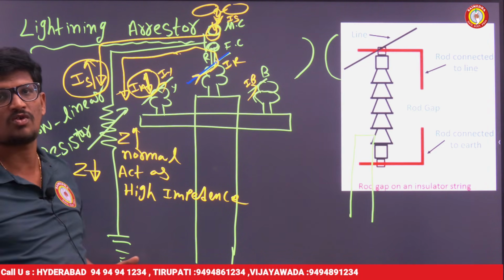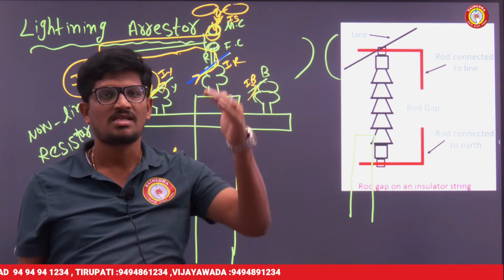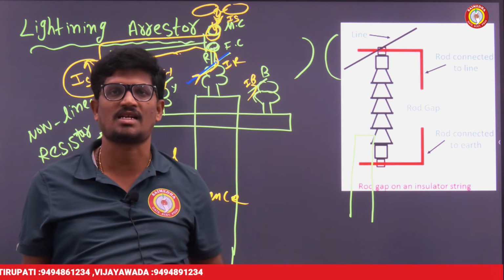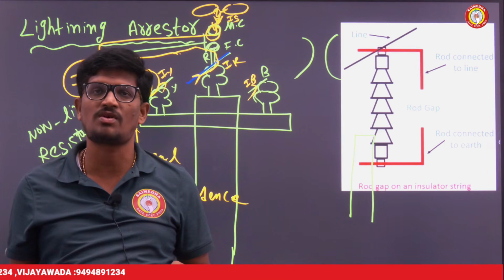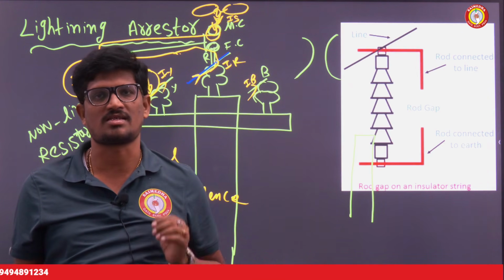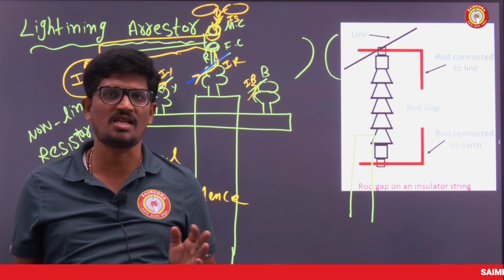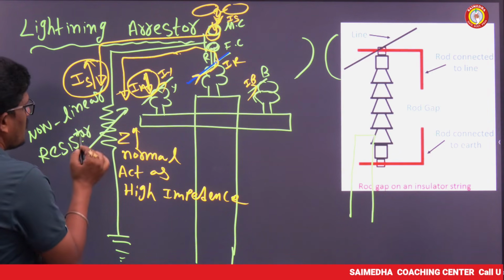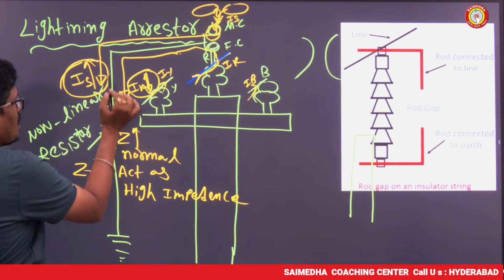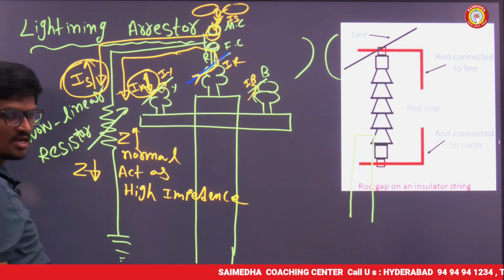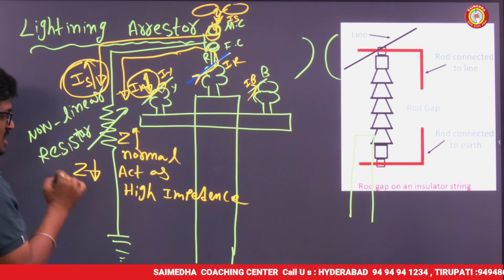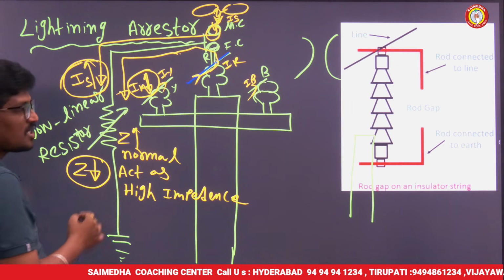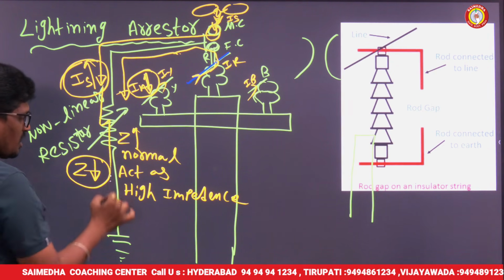Linear characteristics means whenever the voltage increases, the current also increases. Non-linear characteristics means high voltage, low currents. You understand? That is the non-linear characteristic. Here a very high amount of current is flowing in the non-linear resistor, so it acts as a low impedance path. The total surge current is going to the ground.